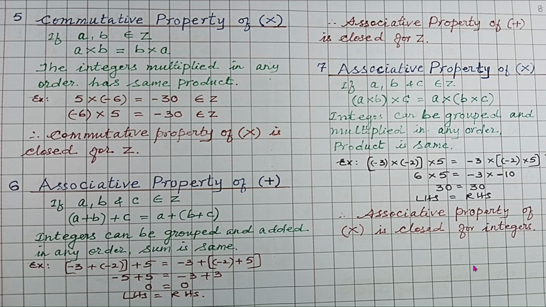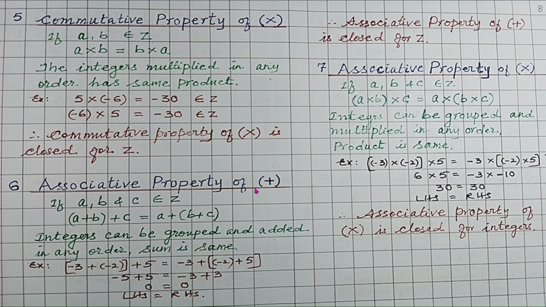So also the commutative property of multiplication. It states that if I take the product of two integers a and b, whether I multiply b to a or a to b, the product remains the same, and therefore the commutative property of multiplication is closed for the set of integers. A very simple example here: 5 into minus 6 is minus 30, minus 6 into 5 is minus 30, that means LHS is equal to RHS, and therefore the commutative property of multiplication is closed for Z, because integers multiplied in any order have the same product, which again is an integer.